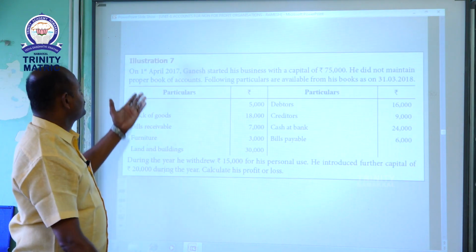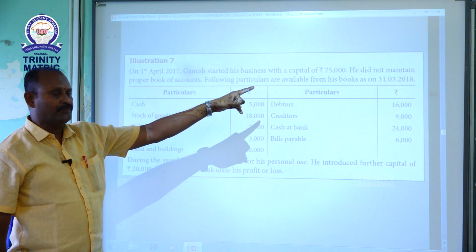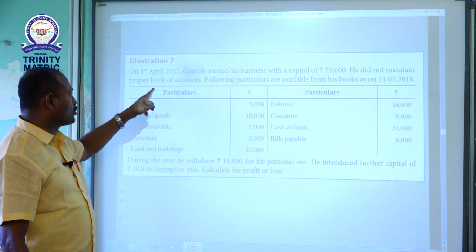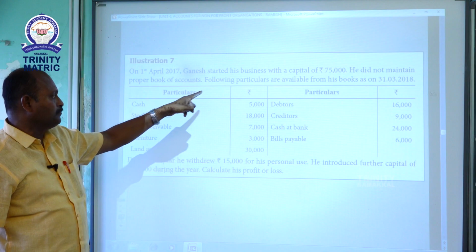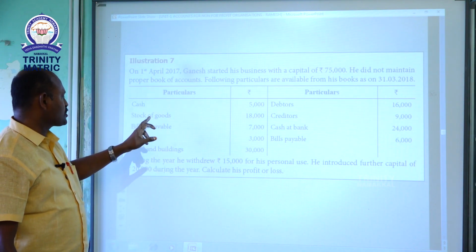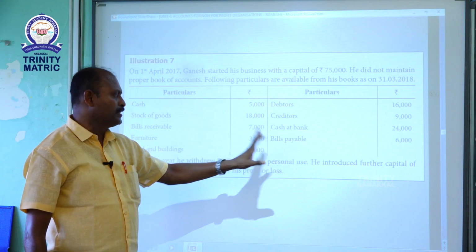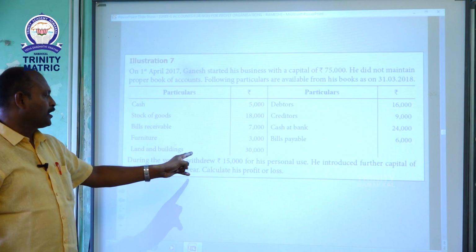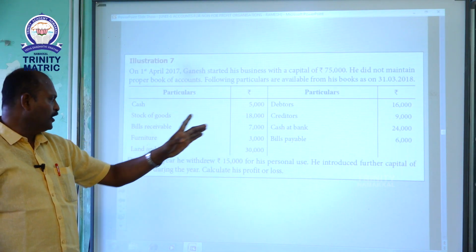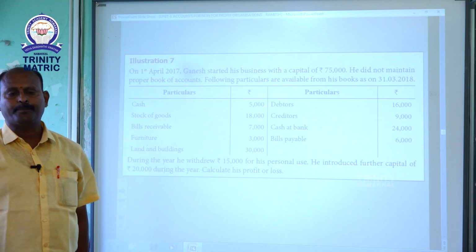See the example: on April 1, Ganesh started his business with a capital of 75,000. So, this is the opening capital, and he did not maintain the accounts in a double entry system. The following particulars are available. What are the items? Cash, stock, bills receivable, furniture, land, debtors, creditors, cash at bank and bills payable. During the year, he withdrew 15,000 for personal use and he introduced additional capital of 20,000 during the year. Calculate the profit or loss.